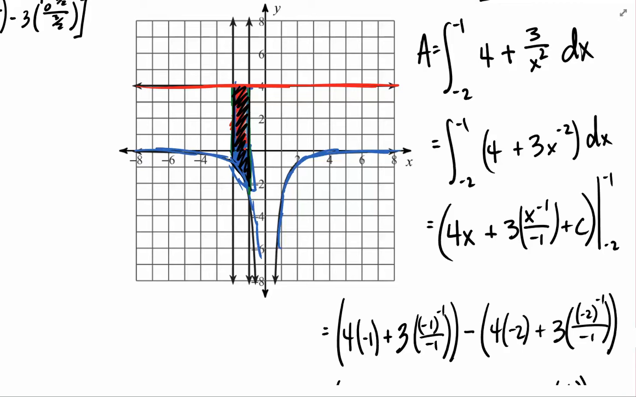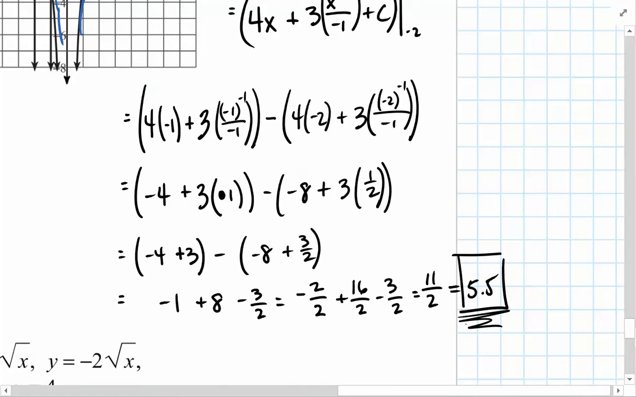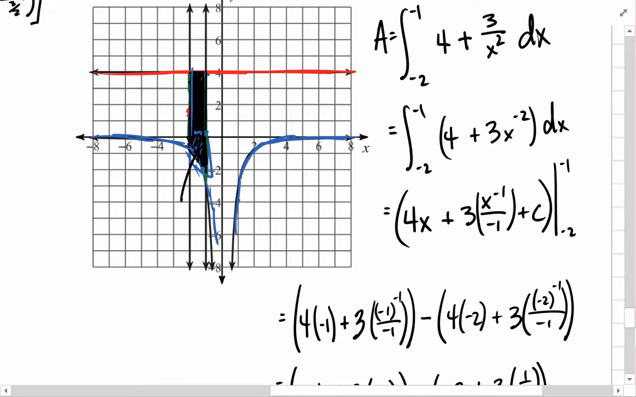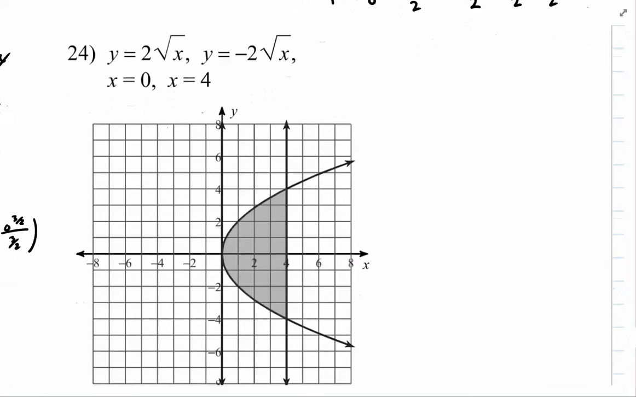Oops, sorry, I think I forgot to hit the record button there. I just reminded you that we found the area to be 5.5 units in this irregular region here, and hopefully that makes sense. We had this rectangle on top that had an area of 4, and then this irregular region down below had an area of 1.5. Let's take a look at the next example.